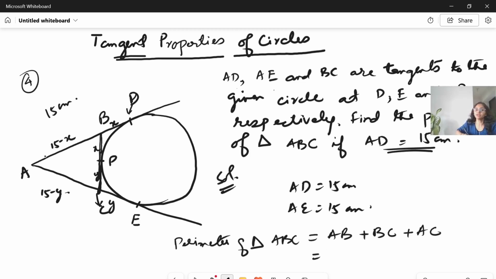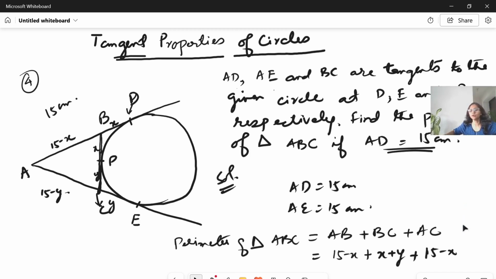AB is how much? 15 minus X. So we will write 15 minus X. BC is how much? See, this part is X, this part is Y. So X plus Y. And AC is how much? 15 minus Y. So we need to add them.